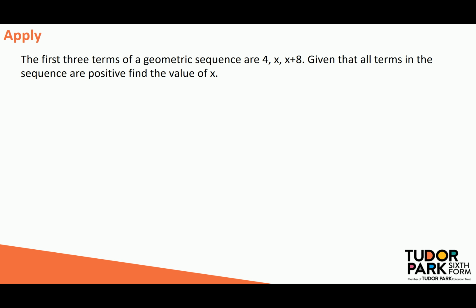So I know that the common ratio is going to be x divided by 4, and I know that this is going to be the same all the way through. So x divided by 4 should give me the same number as x plus 8 divided by x. That's what defines it to be a geometric sequence. Now it's in this format, I can easily cross multiply, so this is going to be x squared is equal to 4x plus 32. Recognise that this is quadratic, so set it equal to 0.